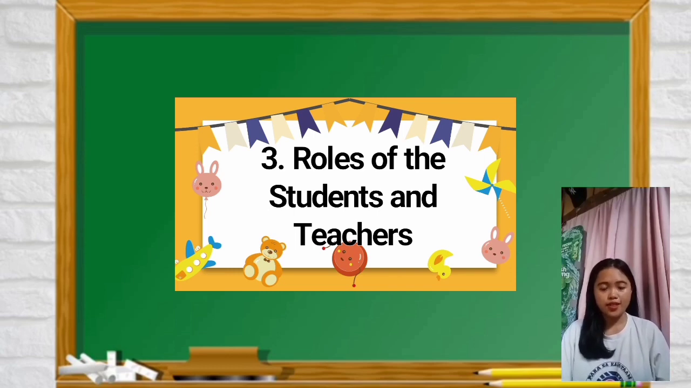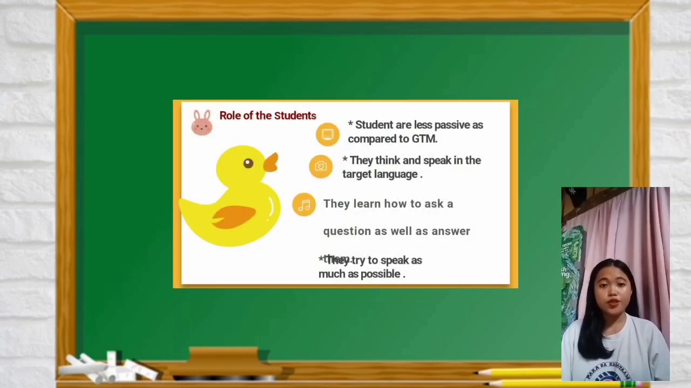Roles of the students. First, students are less passive as compared to GTM, or grammar translation method. It is because students in the direct method way of teaching have a certain goal to achieve or have a focus, and that is the target language should be connected directly with the target language without translation into the native language.